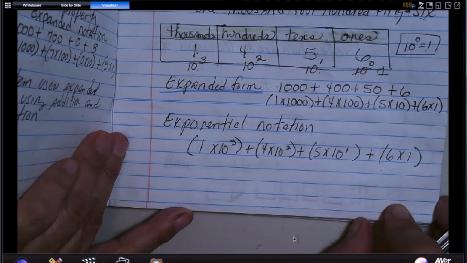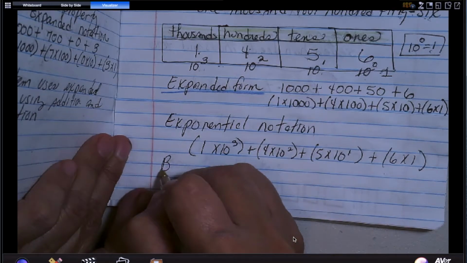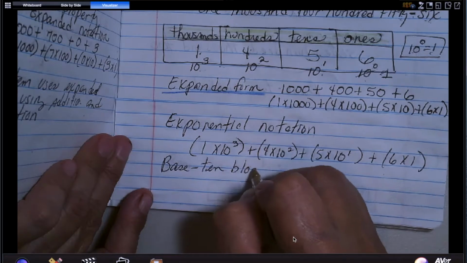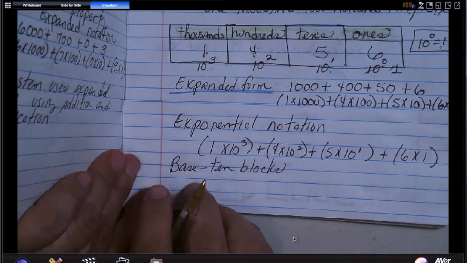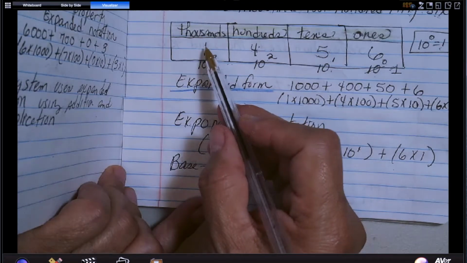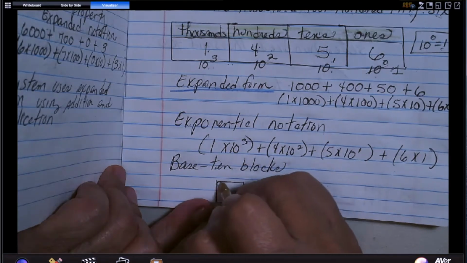Now let's go ahead and look at the base 10 blocks. We will be looking at base 10 blocks at the end of the lesson, but let's just do a quick sketch here. In the thousands, we use a cube. So it's going to be 1 cube.